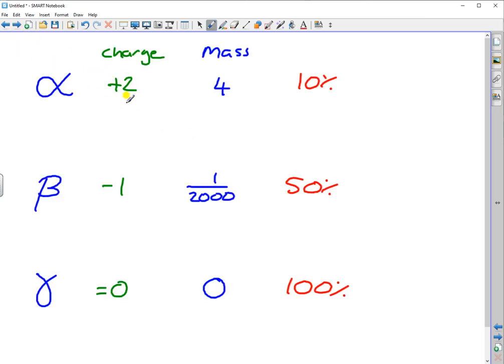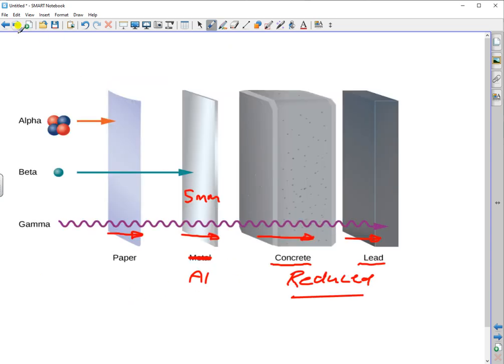I then told you about the properties of them, the very basic properties, and then related this to the fact that they can't get through different materials. Alpha can't get through paper, beta can't get through 0.5 centimetre of aluminium, gamma can get through those very, very easily, but is reduced by thick lead or thick concrete. The reason it is so penetrating is because it's got no mass and no charge, therefore it doesn't really attract the matter. Okay? A lot to take in there.